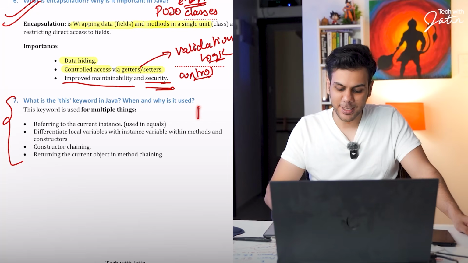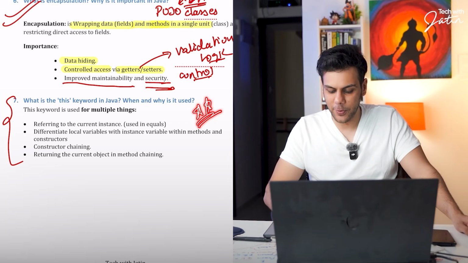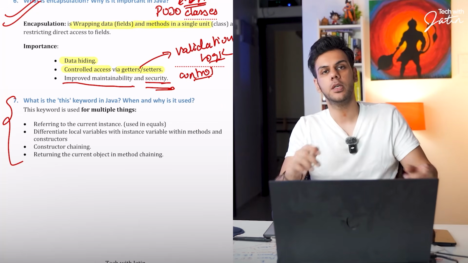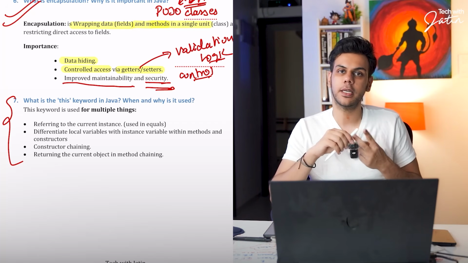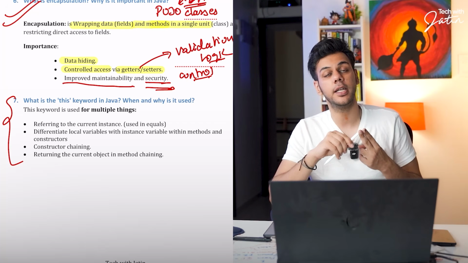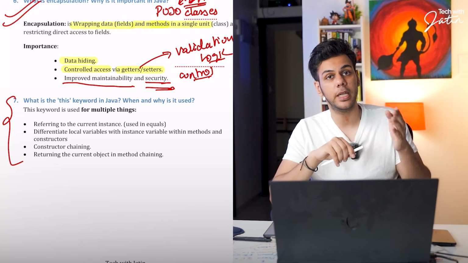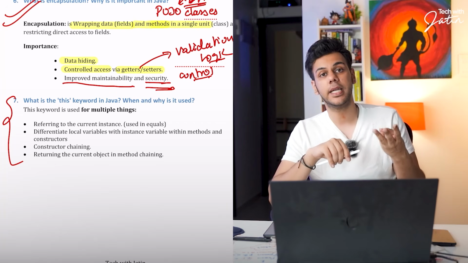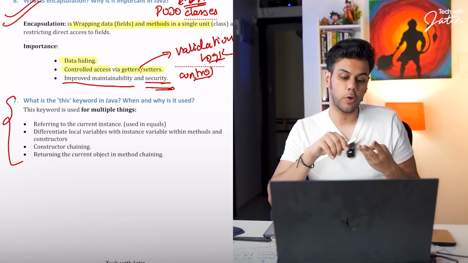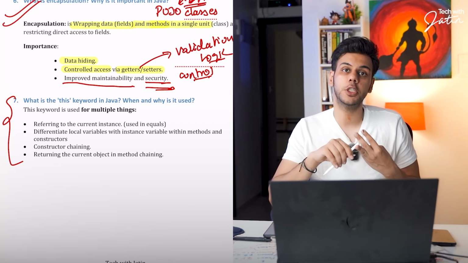This can be asked a lot of times in interviews. What is the purpose of the this keyword? First one, it is used for what? Referring to the current object. Second one, it is used for differentiating a local variable and an instance variable in your setters as well as in your constructors. Next, it is used for constructor chaining.